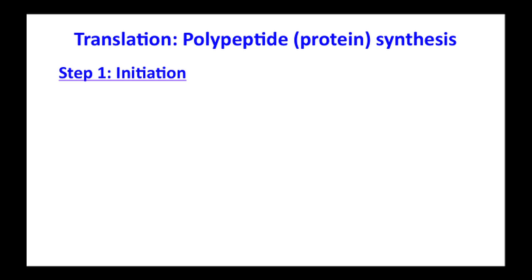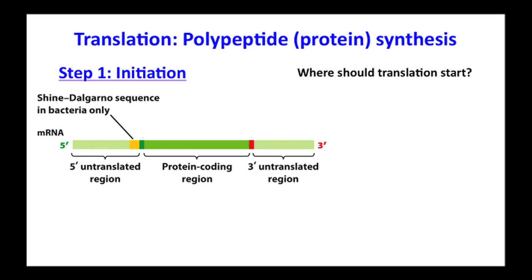Step 1 is initiation, where to start. And that really is the big problem. Where should translation start on the messenger RNA? If you remember, we talked about the messenger RNA has a 5' untranslated region, so it's not coding for a polypeptide, and a 3' untranslated region at the other end, so it's not starting at the first 3 letters of the messenger RNA, it's starting a little ways in.